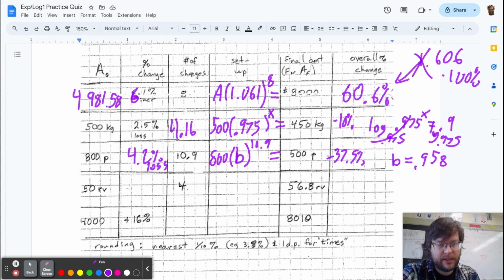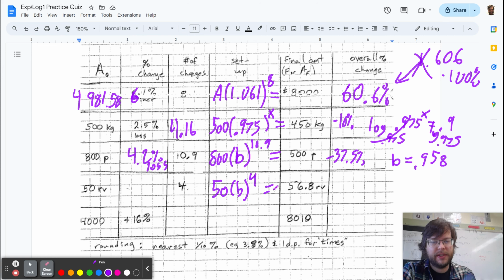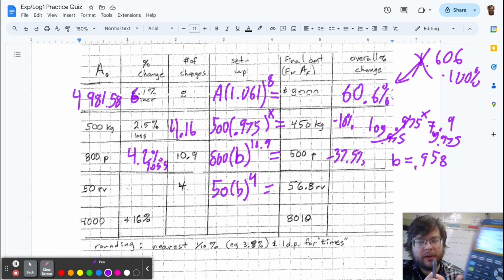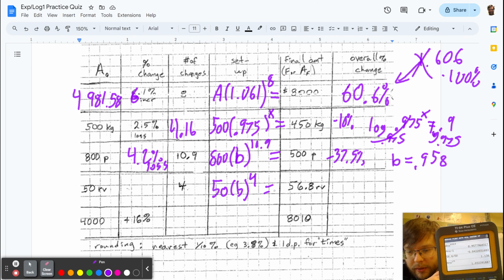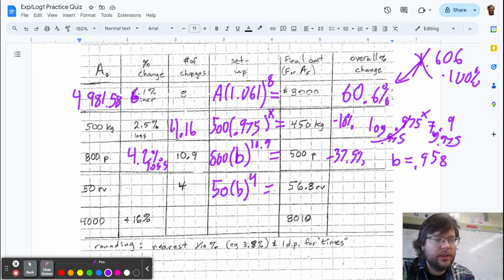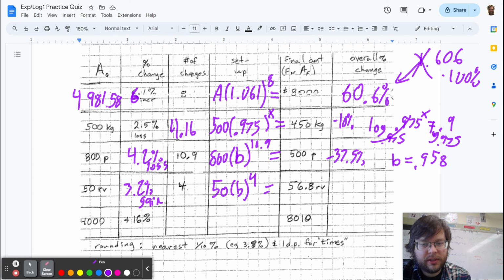Basically the same idea on this next one. 50 base to the fourth equals 56.8. So I go 56.8 divided by 50. Get that number. Raise it to the 1/4 power. I could do the fourth root. It works the same. I get that number. 1.032 means 3.2% gain. And overall change was 1.136. We already did that. So that's 13.6%. It's positive because it's going up.